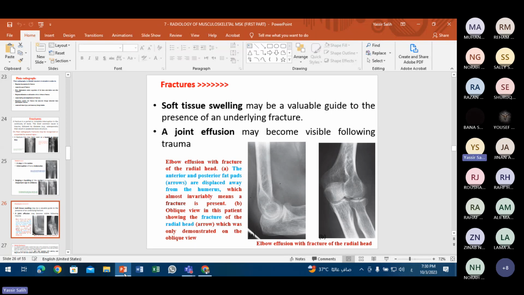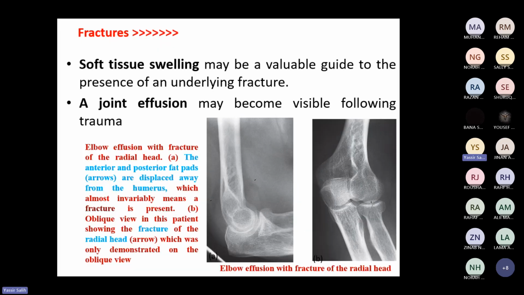The next sign is soft tissue swelling. This sign may be seen associated with fracture. You can see a soft tissue swelling around the area of the fracture, and sometimes you cannot see the fracture, but you can see the soft tissue swelling around the traumatic area, and this gives your attention that there is a fracture. So soft tissue swelling may be a valuable guide to presence of underlying fracture.